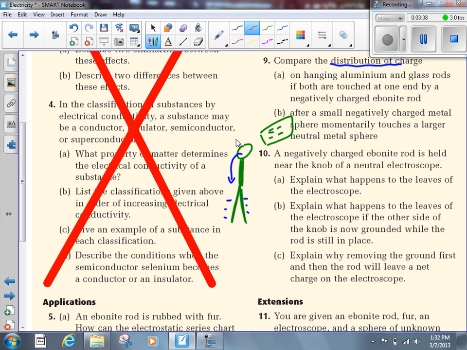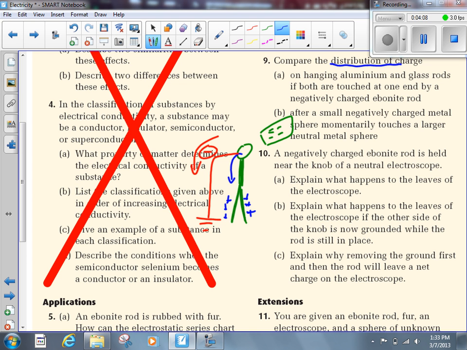B. Explain what happens to the leaves of the electroscope if the other side of the knob is now grounded while the rod is still in place. We talked about this a little bit, right? Yesterday, I think it was. What happens? These electrons aren't going to go down into the leaves. The electrons are going to go down into the ground. What's that going to do to the bottom? Well, the protons are still where they were, but the electrons are being pushed down into the ground. So although the leaves still stay spread apart, they're now going to be positively charged spreading apart.